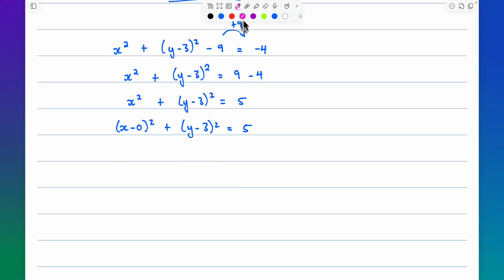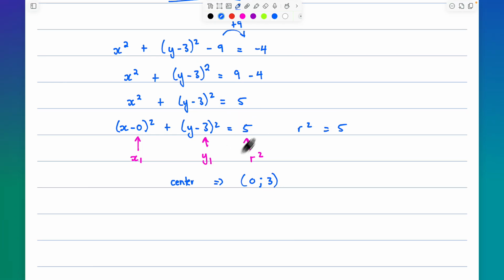Which means at this stage we can directly read them. Whatever you're subtracting over there is your x1, whatever you're subtracting over there is your y1, and whatever is on this side is basically r squared. That means the coordinates of the center: the x value is minus 0, so it's 0. This is minus 3, which means you're subtracting a positive 3. And over here, your r squared is equal to 5.